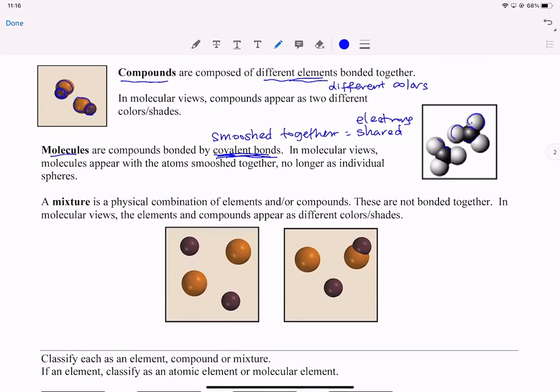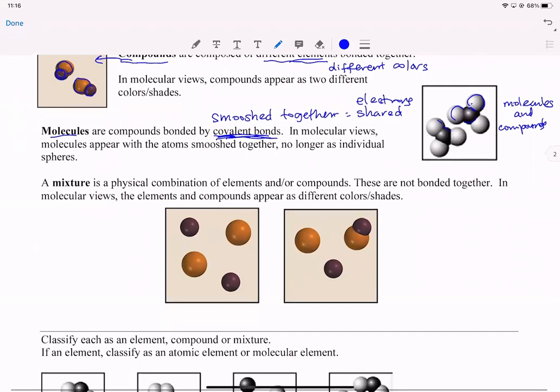These are both called molecules because the atoms are smushed together, and they're also compounds because you have different colors in there. So this is the same as true. This is a compound, and it's also molecules because those atoms are smushed together.